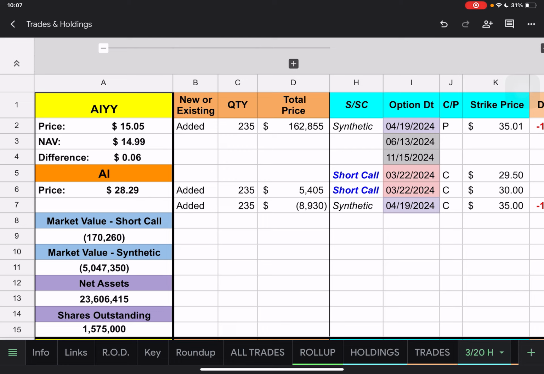Alright, so none of the ETFs in this workbook had any closed trades today. So we won't go over the trades tab and we'll just go over the holdings tab, and we'll identify those that had added shares to them or had any new ones.